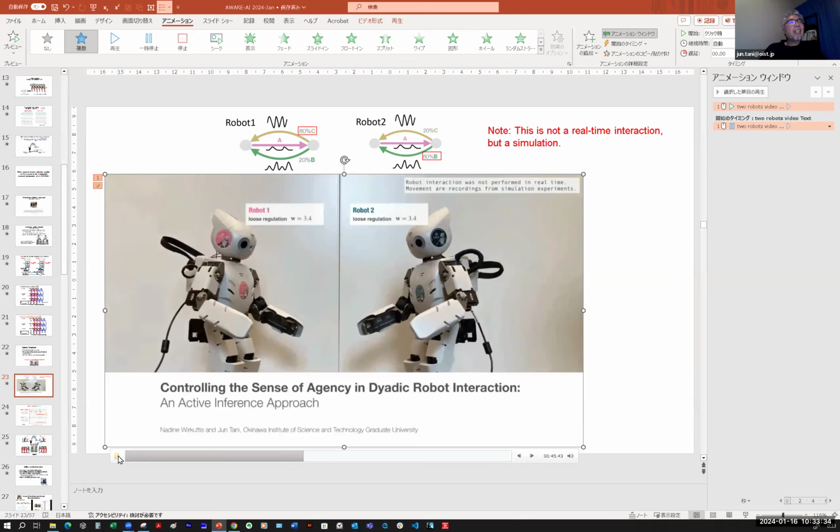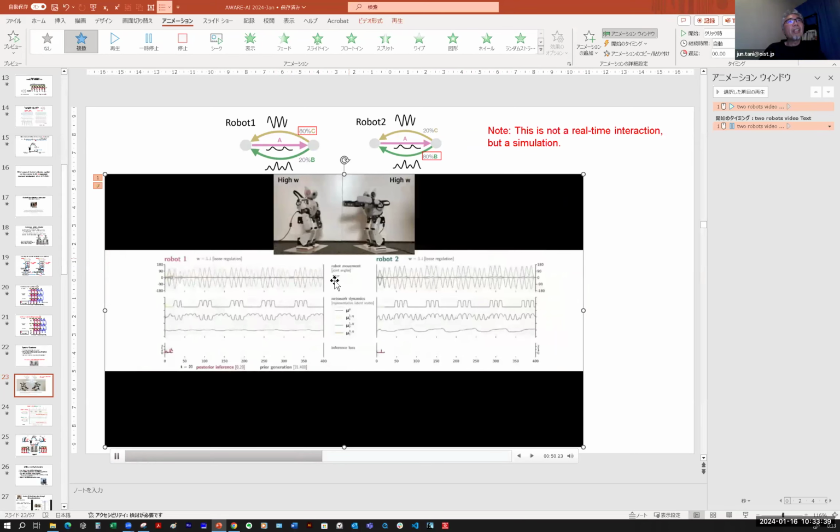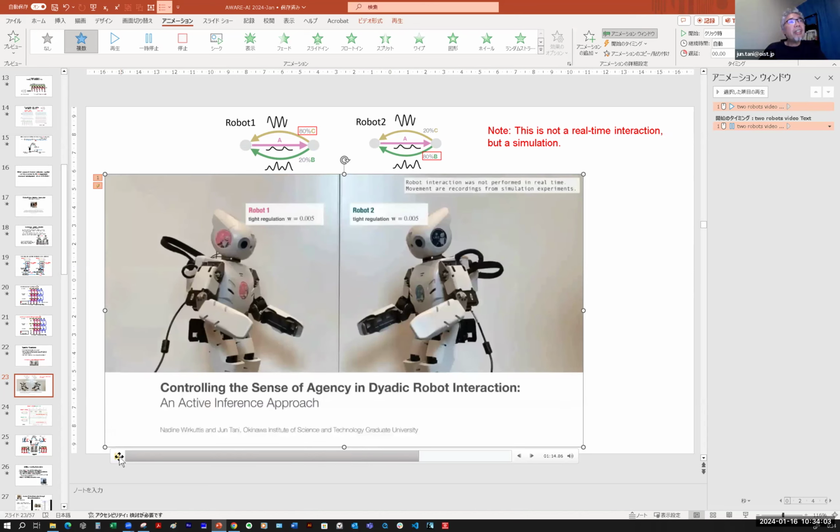Next we set both W high. First you see that both have very stable future prediction. This one is generating C and this robot is generating B. Now both generate A, and after that this robot generates C stably and this robot generates B. So each generates its own preferred pattern, ignoring each other. That is the case when both robots are set with high W.